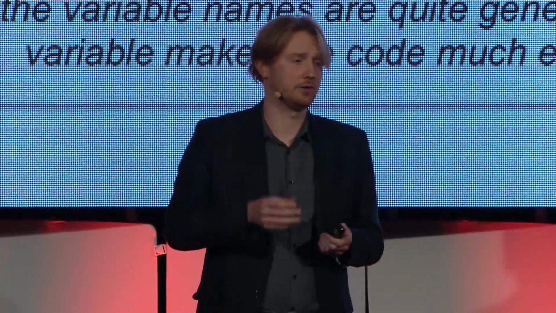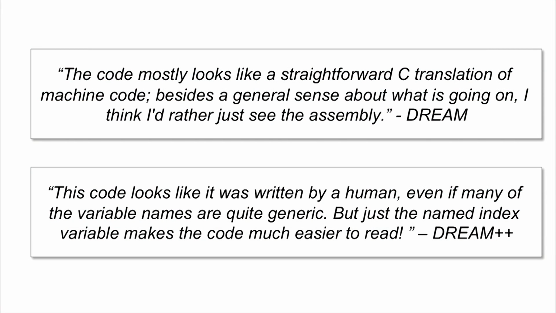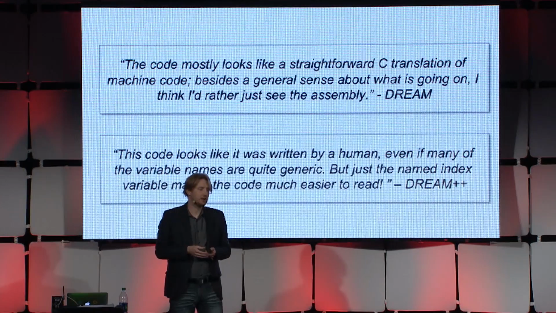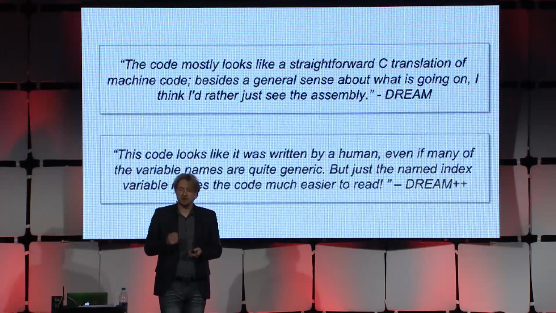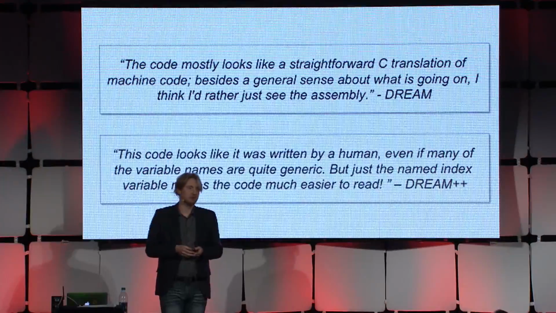Here are some comments. Even with our improved Dream decompiler, people were still saying this code is not very nice. The comment was, the code mostly looked like a straightforward C translation of machine code. Besides a general sense about what is going on, I think I'd rather just see the assembly. However, with our usability improvements, we heard things like, this code looks like it was written by a human, even if many of the variable names are quite generic. But just the named index variable makes the code much easier to read. And the results are really clear.